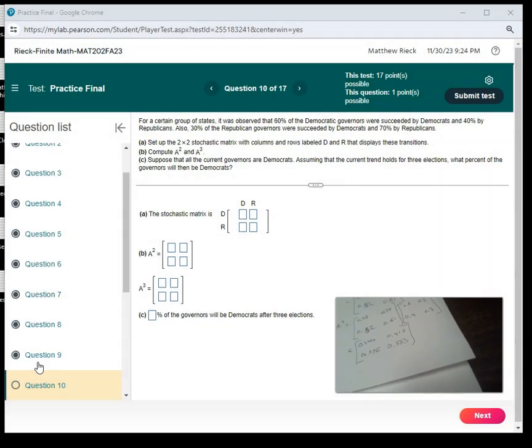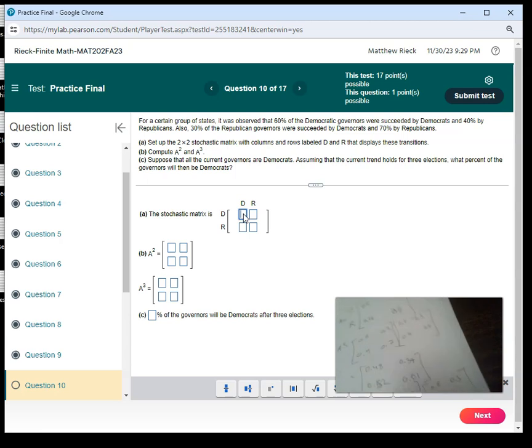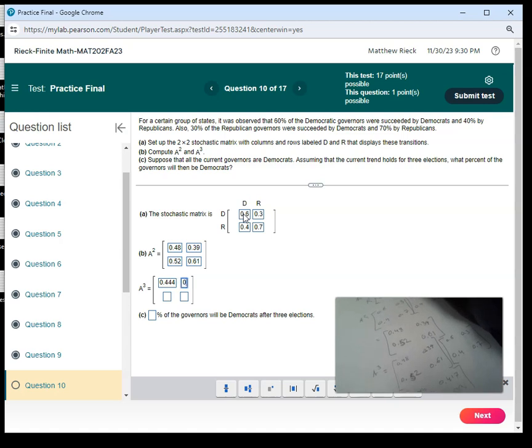All right, so I can fill in these values here. We have A, which is 0.6, 0.3, 0.4, 0.7. A squared is 0.48, 0.39, 0.52, 0.61. A to the third is 0.444, 0.417, 0.556, and 0.583.